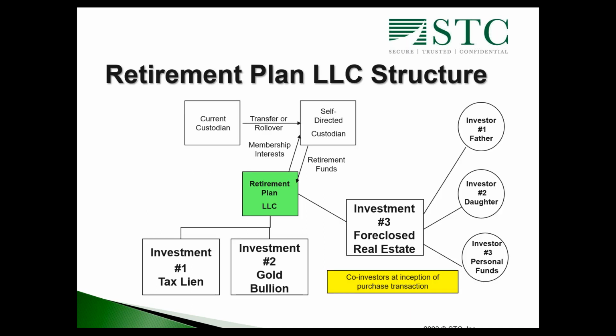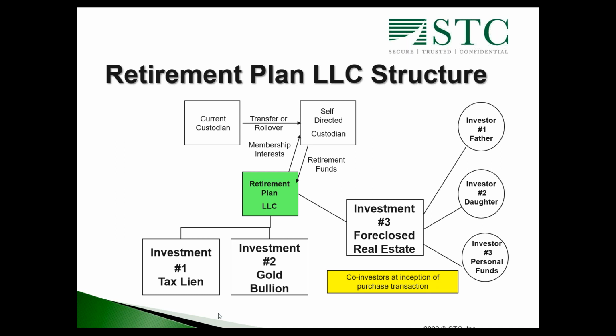So let's just look at a little schematic here. On the upper left, you'll see current custodian. This would be where you're holding your money now. And you decide you're going to work with FTC, so you would transfer or roll over funds to our self-directed custodian. We would set up the retirement plan LLC in the state of your choice. Once the money was at our custodian and then moved to the bank account that your LLC has access to, you're ready to begin investing.